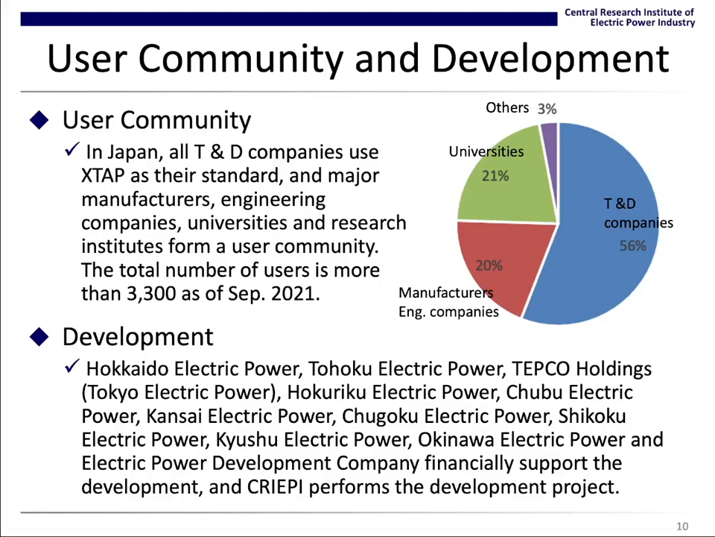We do have a good user community. In Japan, all transmission and distribution companies use XTAP as their standard EMT simulation program, and major manufacturers, engineering companies, universities, and research institutes form a user community. The total number of users is more than 3,300 as of September 2021, and its breakdown into organization types is shown by the pie chart.